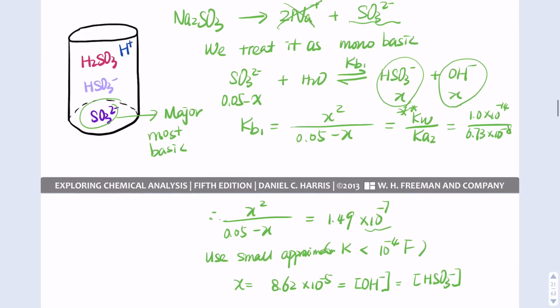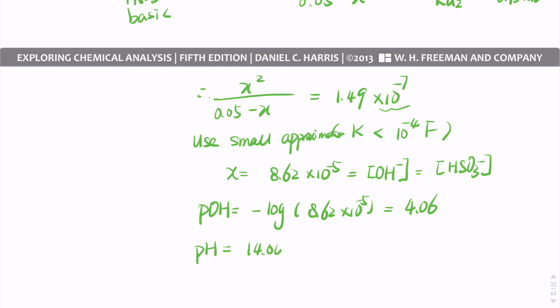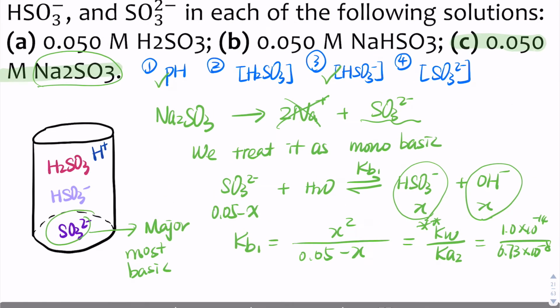What about pH? We can deal with that because we know OH, so we can calculate pOH. Negative log of 8.62 times 10 to the negative 5 gives pOH of 4.06. Then pH equals 14 minus pOH, which gives 9.94. Since we're dealing with a base, 9.94 sounds about right, so that's good. So we got our pH, and then we have the other two.